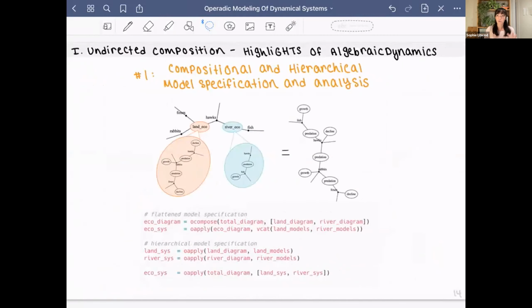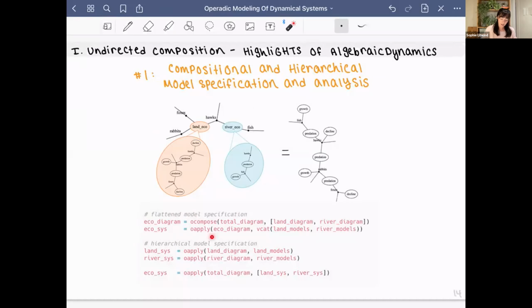So we've now completed our story about how we do undirected composition in Julia, or in algebraic dynamics, and I want to give some highlights of algebraic dynamics. The first highlight is that we can do this compositional and hierarchical model specification and analysis. Earlier we saw how we could compute this diagram of systems as the composite of smaller diagrams of systems, but we can also substitute in models in this hierarchical way.